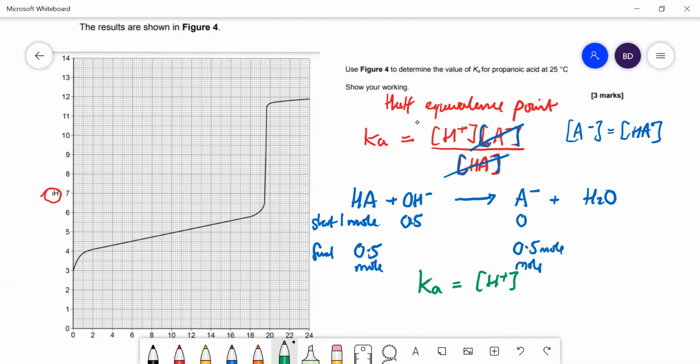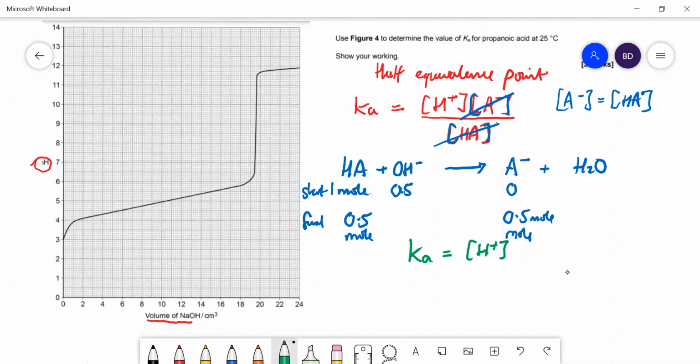Let's take logs of both sides of the equation there. We end up with minus log base 10 of both sides. So minus log of Ka is equal to pKa. Minus log of H plus is equal to pH. So we can see at half equivalence point, pKa is equal to pH.